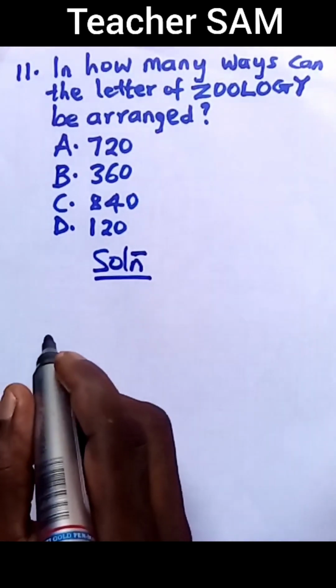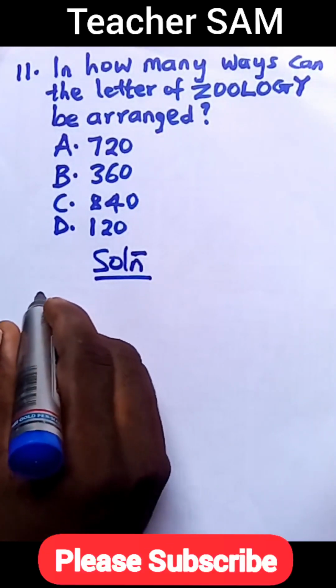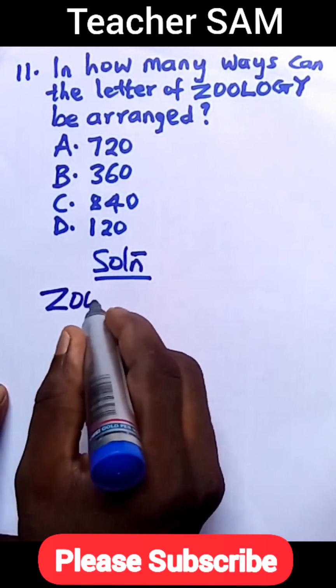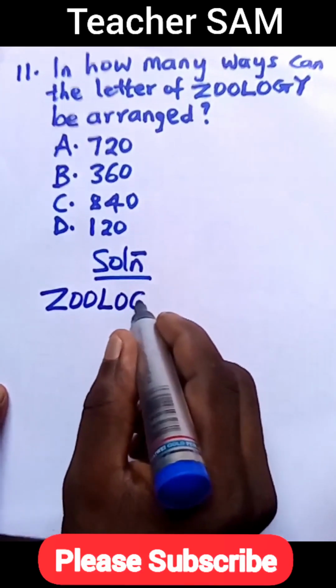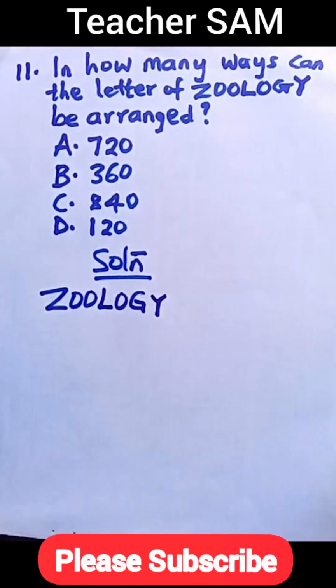Okay, now we have the word zoology. Now, by the time we look at this, we can use a kind of a factorial to arrange this, because this is a permutation problem. An arrangement problem is a permutation problem. So what I'm going to do is this.